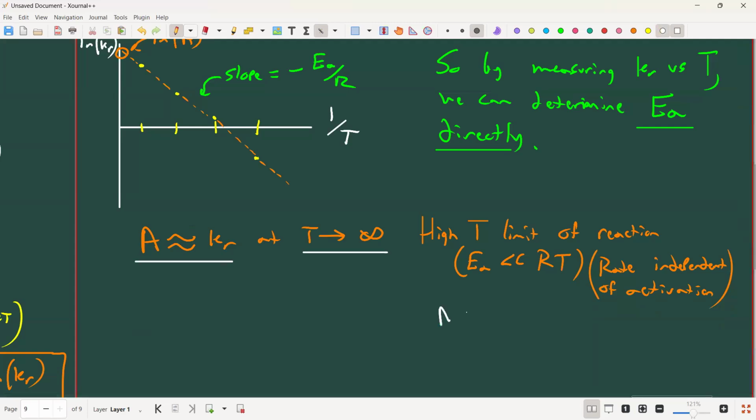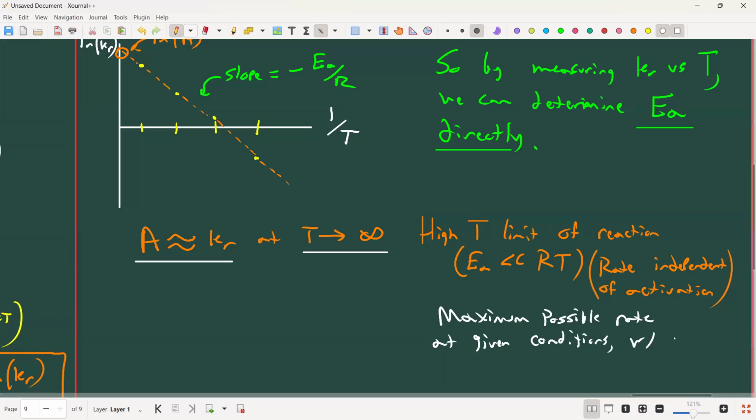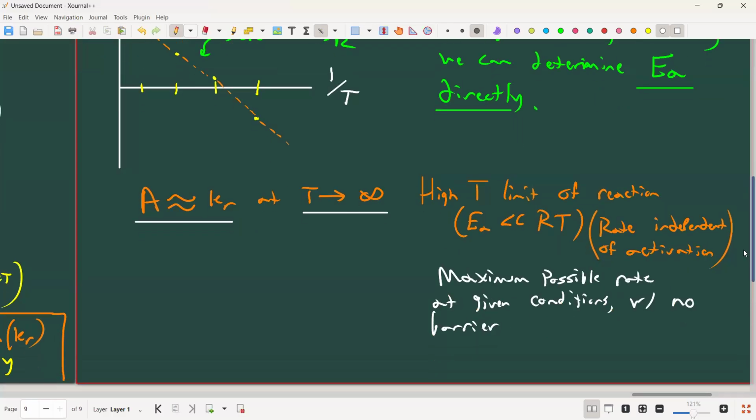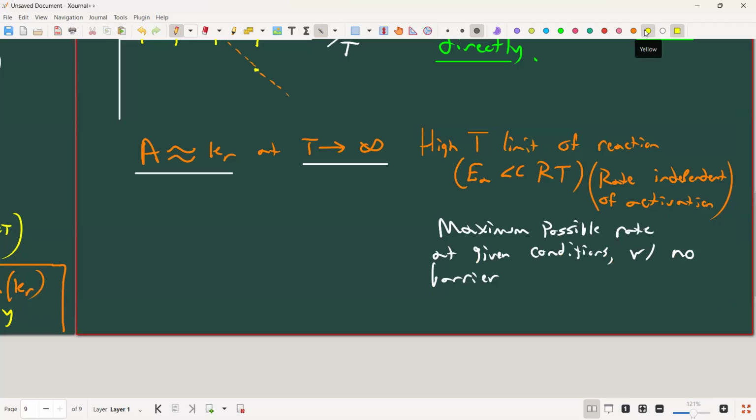Right, so this is the maximum possible rate at given conditions with no barrier. So it turns out that in general, this limit is ultimately limited by a number. And so typically A in most situations is around 10 to the 12 per second. It's around 10 to the 12.